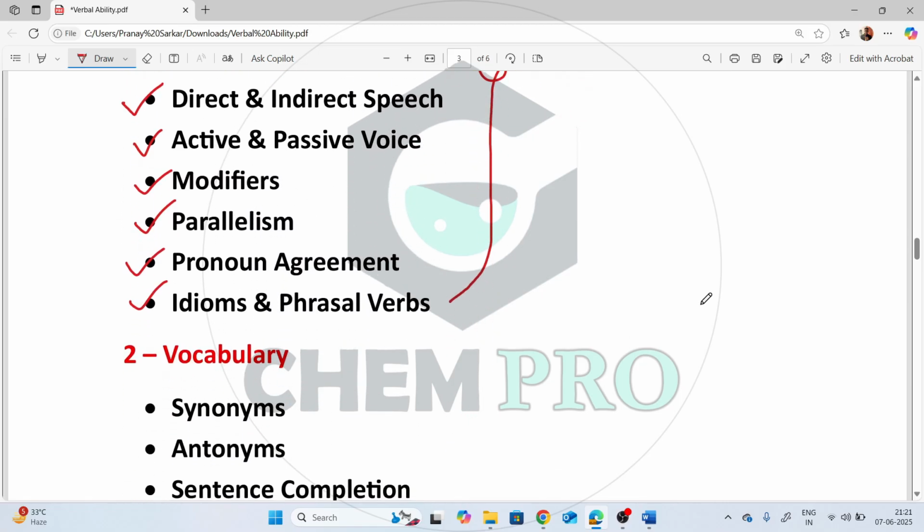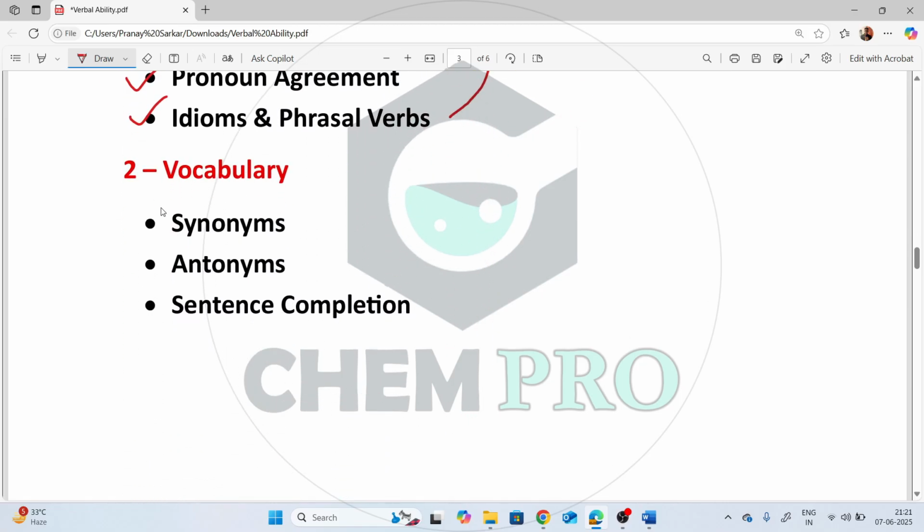The next part is vocabulary. There you will be asked synonyms, antonyms, and sentence completion. So to crack this section, focus on your grammar rules, then practice daily questions and practice some vocabulary.